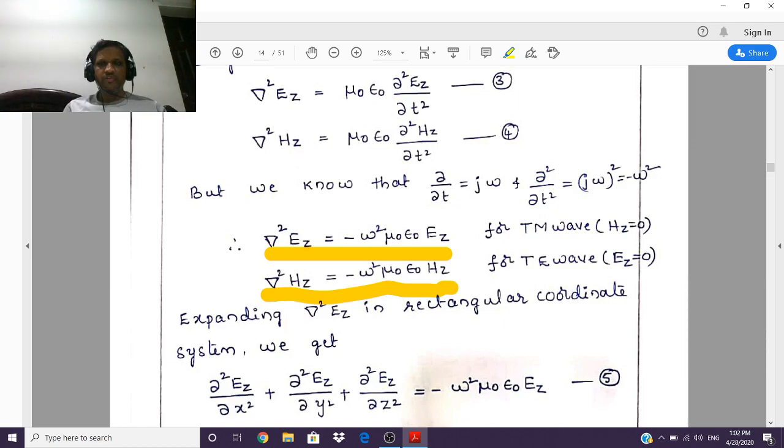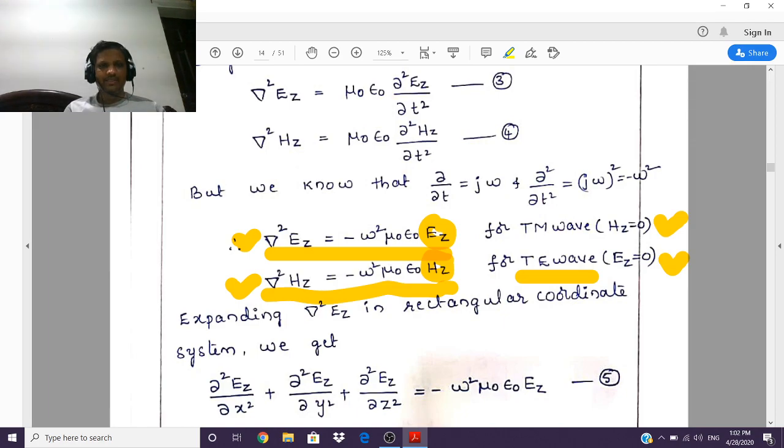This equation we will be using for transverse magnetic mode of analysis. I told you already, for transverse magnetic mode of analysis Hz will be 0 and Ez will not be 0. Ez will be present here. That's the reason I call this particular equation the one for the TM wave. Now the equation consisting of Hz, we will use for the TE mode of analysis or TE wave, for which Ez will be 0.